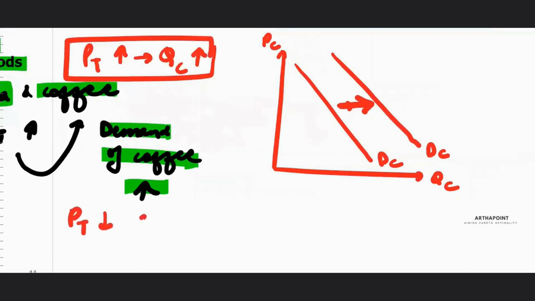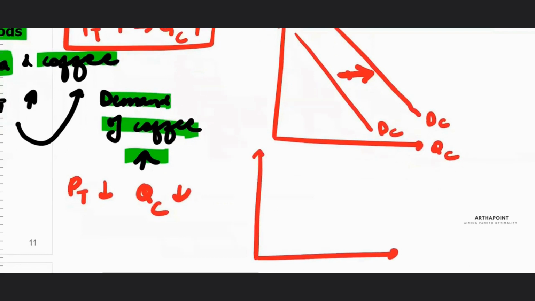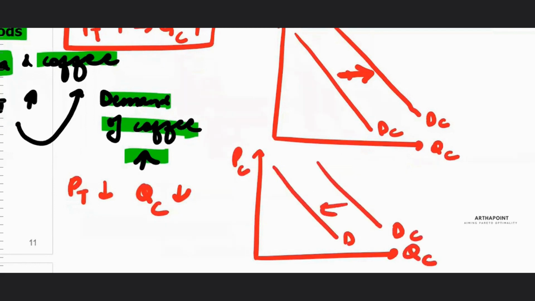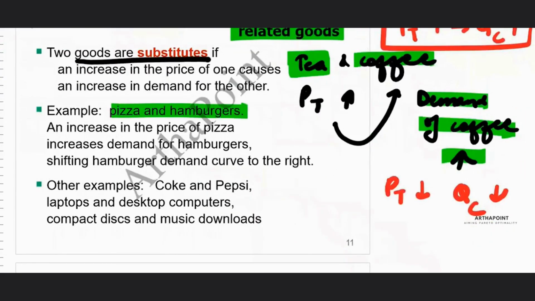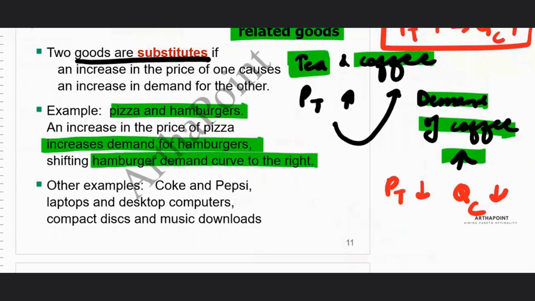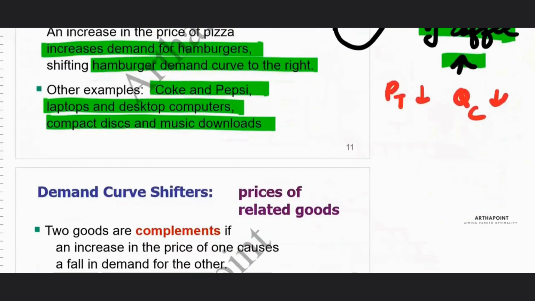Similarly, when the price of tea decreases, people will shift towards tea. Even coffee drinkers will shift towards tea. So the demand of coffee will decrease, right? So in the coffee market, you will see that the coffee demand curve will shift backward. For example, pizza and hamburgers. When the price of pizza increases, people will shift towards hamburgers. This is going to increase the demand of hamburgers, and the demand curve of hamburgers is going to shift to the right. Coke and Pepsi, laptop and desktop, compact disc and music downloads, these are all substitutes.